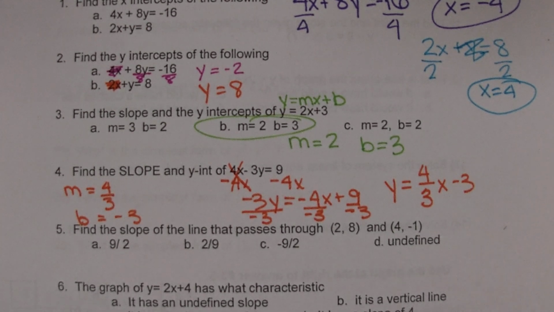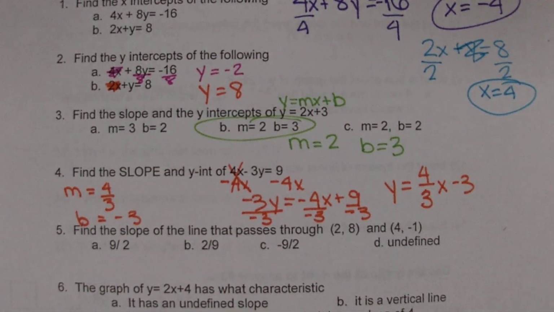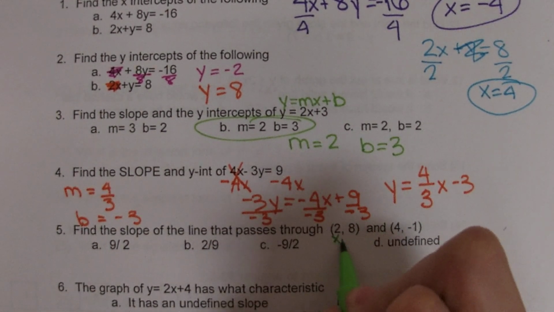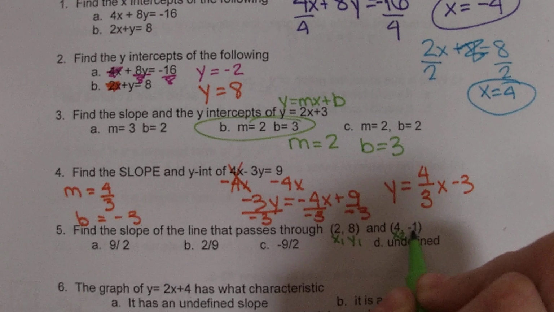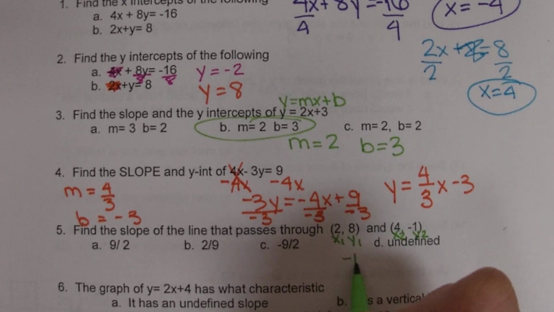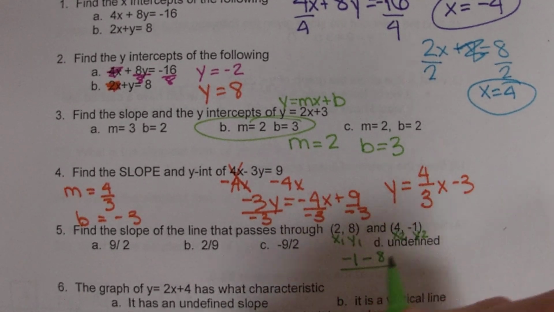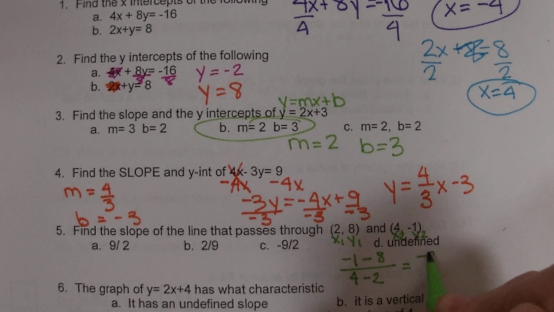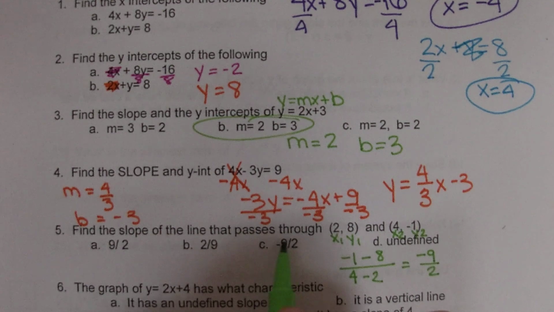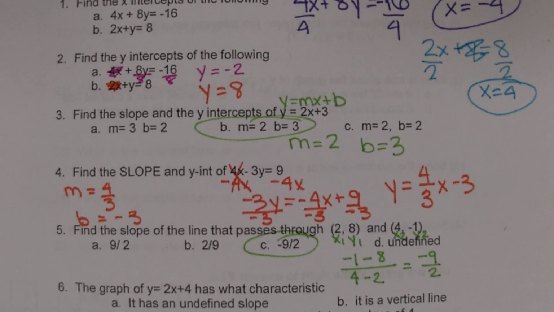Number 5, if we want to find the slope, that means we're going to use our slope formula, which says y2 minus y1. So we have x1, y1, x2, y2. So y2 minus y1 over x2 minus x1. So we'll get negative 9 over 2, which is C.